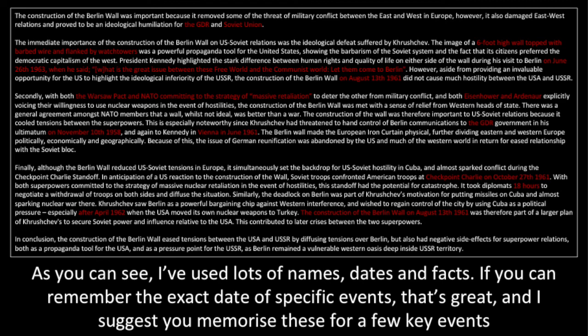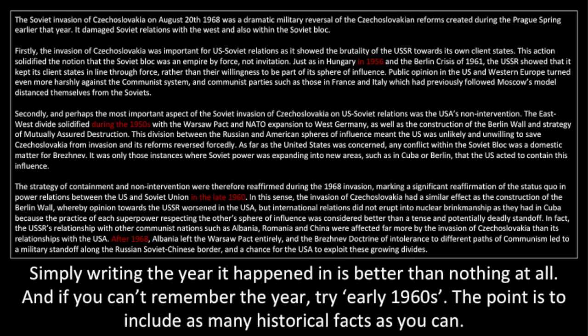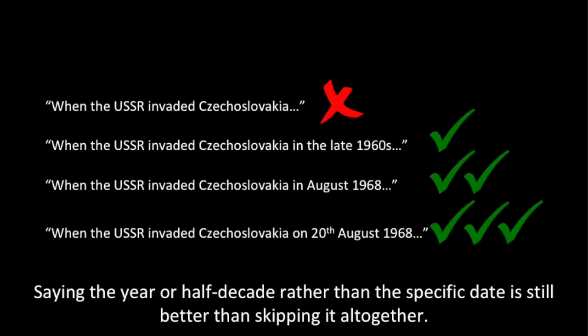If you can remember the exact date of specific events, that's great, and I suggest you memorize these for a few key events such as the invasion of Czechoslovakia, Cuban Missile Crisis, and the construction of the Berlin Wall. But if you can't remember the specific date, don't worry. Simply writing the year it happened in is better than nothing at all, and if you can't remember the year, try the early 1960s. The point is to include as many historical facts as you can. Saying the year or half-decade rather than the specific date is still better than skipping it altogether.